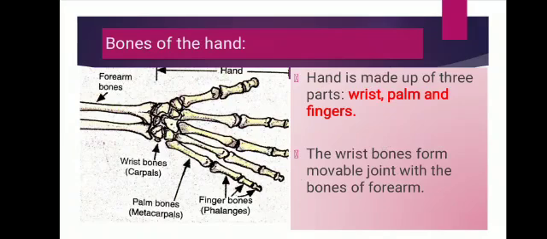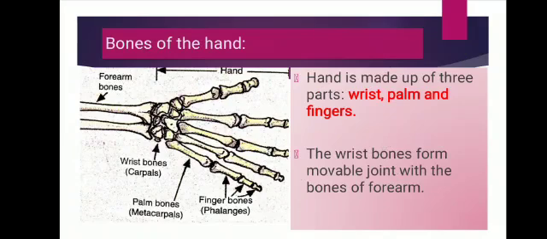The wrist bones, the carpals, form a movable joint with the bones of the forearm. Due to this, our wrist is flexible. And there are 5 fingers in our hand including the thumb, and the thumb is shorter than the other fingers. So this is all about the parts of the human skeleton.